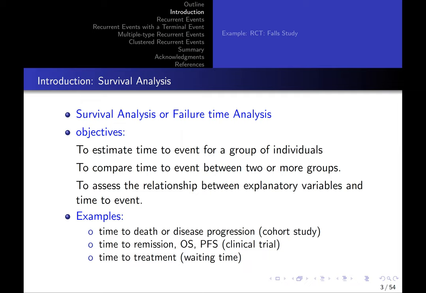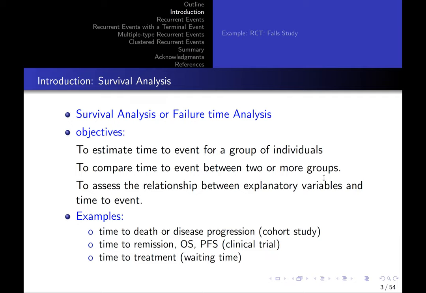Examples of such events could be time to death, disease progression. Normally, you see these kinds of events in cohort studies. I have been involved in cancer clinical trials a lot, and I do see a lot of events such as remissions, overall survival, progression-free survival in clinical trial setup.